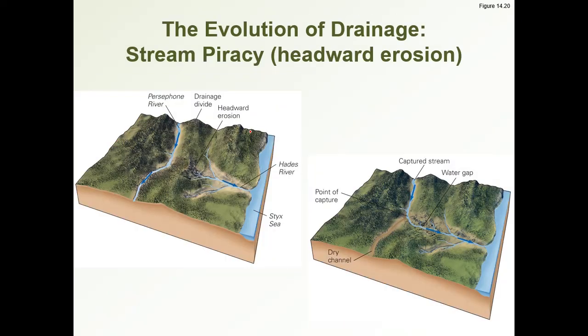We can also have what's known as stream piracy. So this happens when you have two sets of streams that are separated by a divide, and one of the streams has more aggressive erosion. And if it erodes through the divide, it can actually capture the other stream and then force that stream to abandon its original course to join up with the more aggressive stream to move to its base level. So that can form what's known as a water gap.